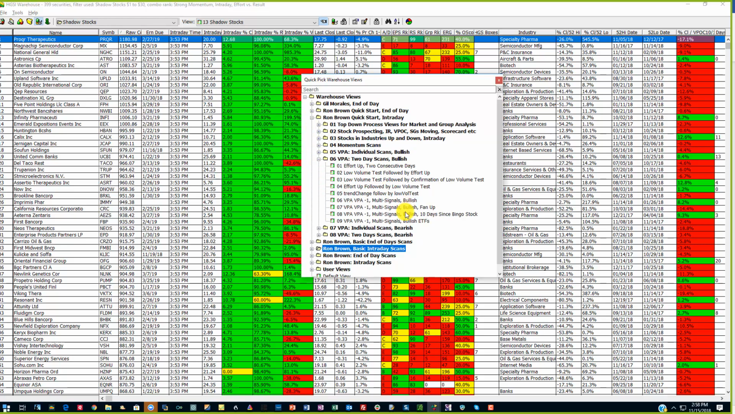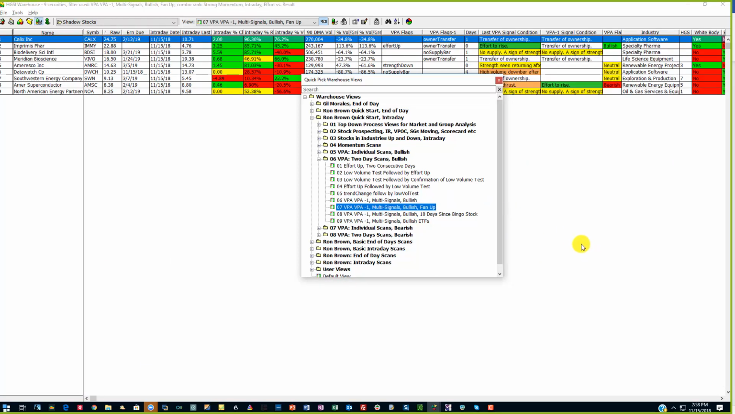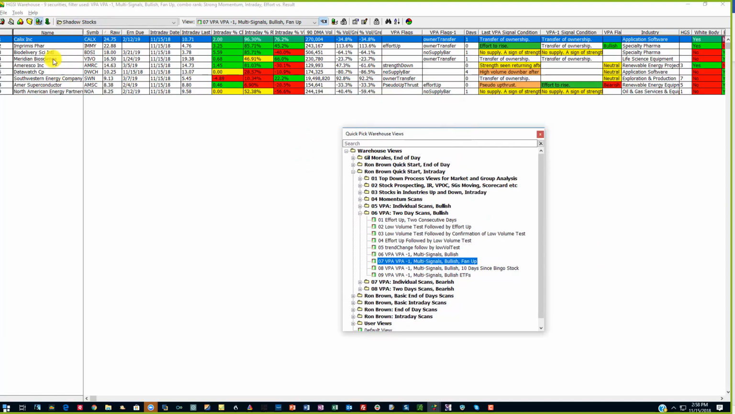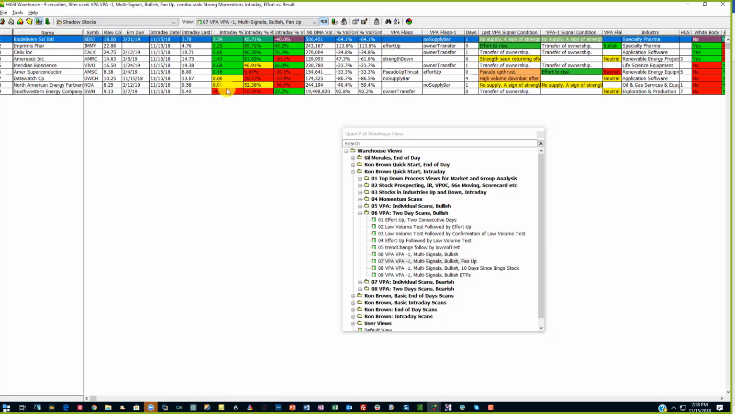I'm going to do the 2-day scan. And let's say I'm only interested in these stocks that are in a fan up situation. So that cuts 399 stocks down to 9, just like that. And if you look at this, you can see that most of these stocks are up today. Now, specialty pharma, I know that a lot of you people don't like to trade specialty pharma stocks, but this is a quick way just to find them.